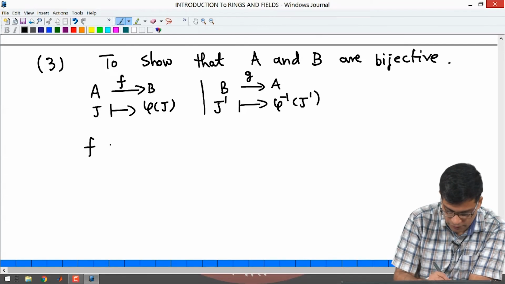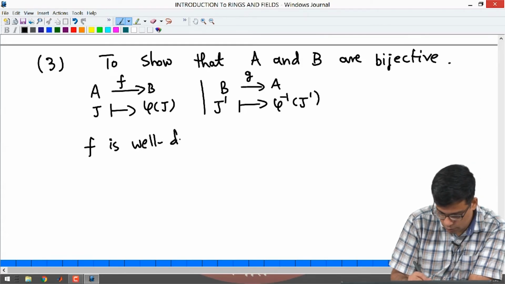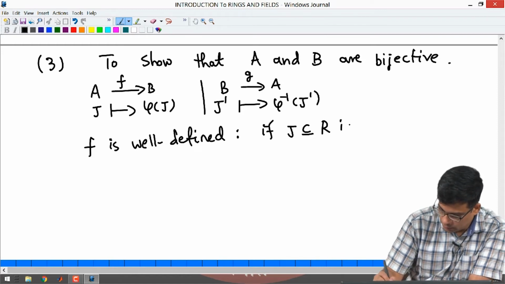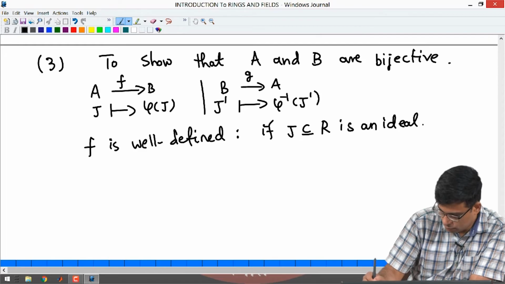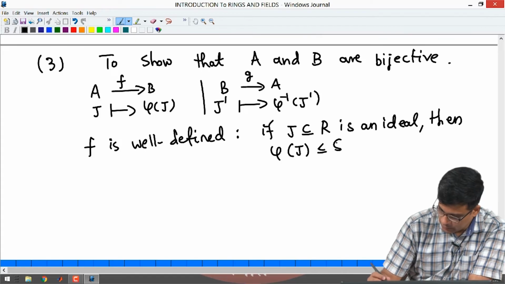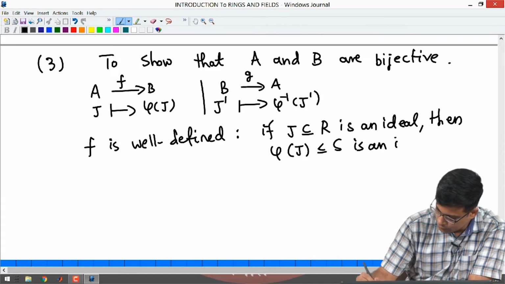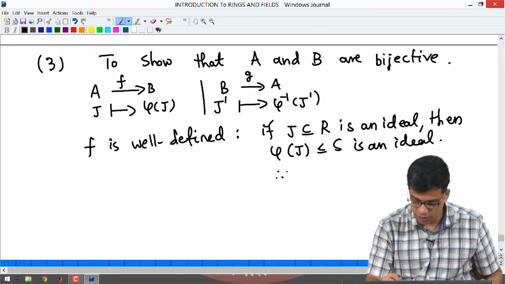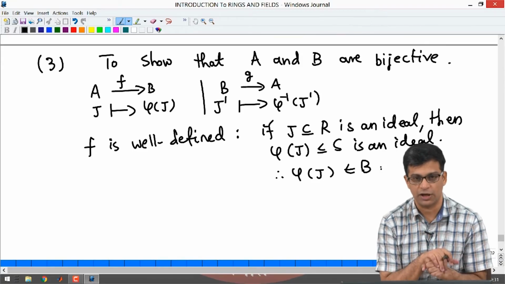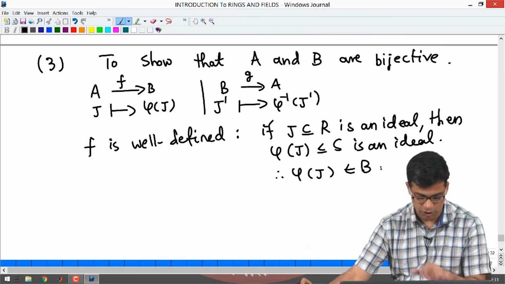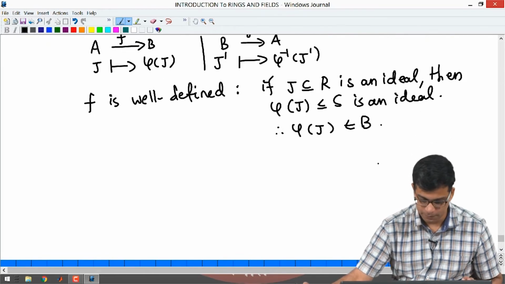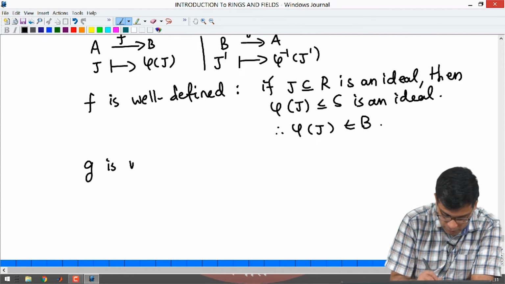See, f is well defined because if J is an ideal in R, then we know always that phi of J is an ideal of S, right. So, in other words phi of J is in B. So, there is nothing else to show, all we have to show is that you start with something in A, its image must be in B. So, that is what I have shown. So, if you take an element in A, its image is in B.